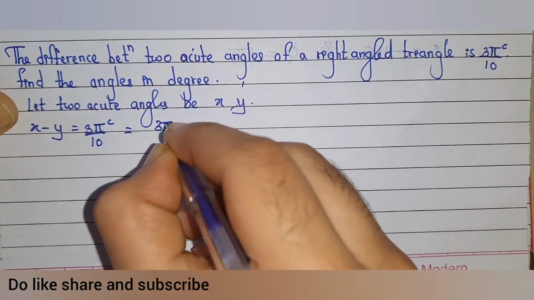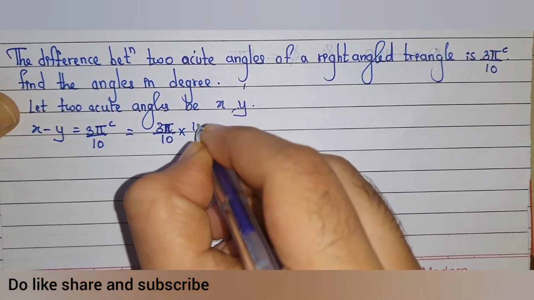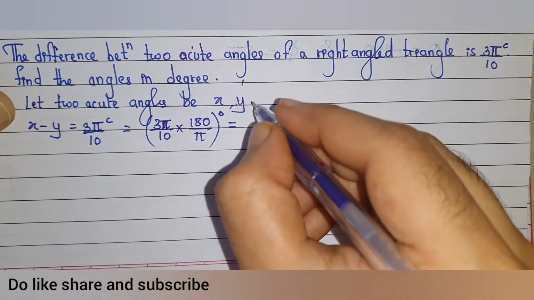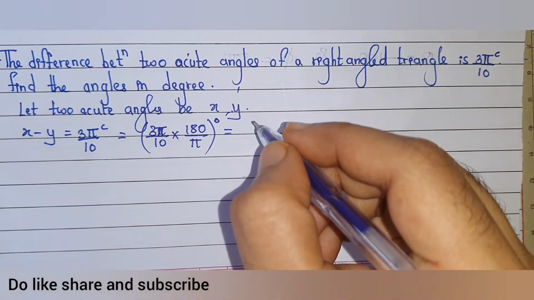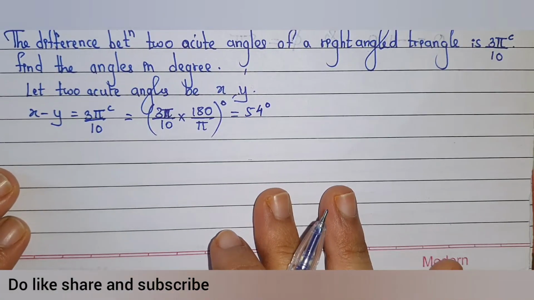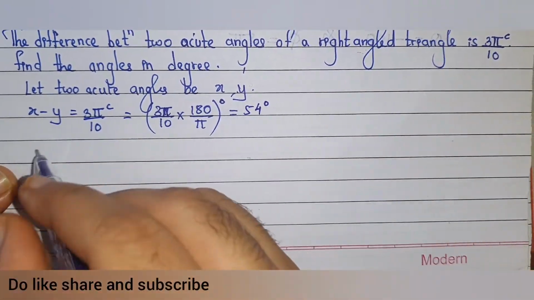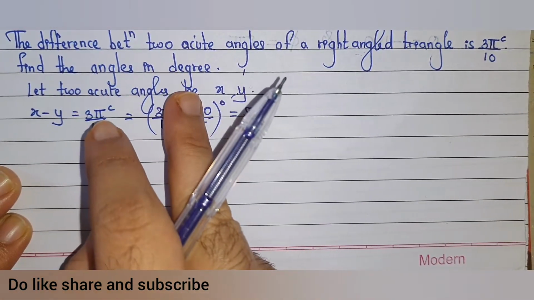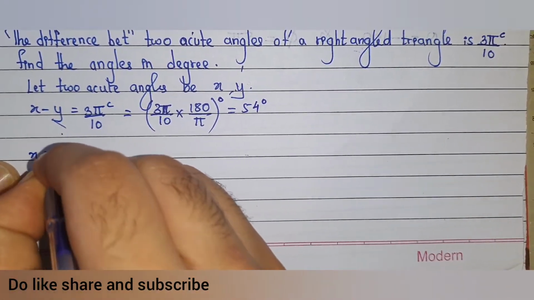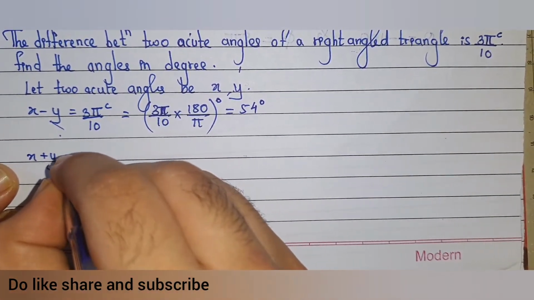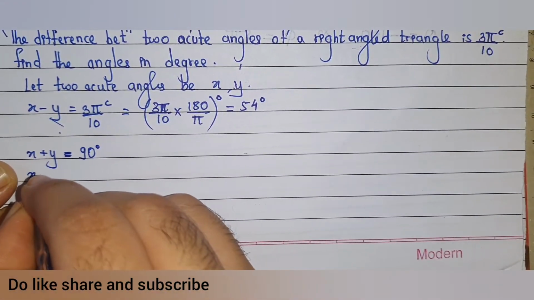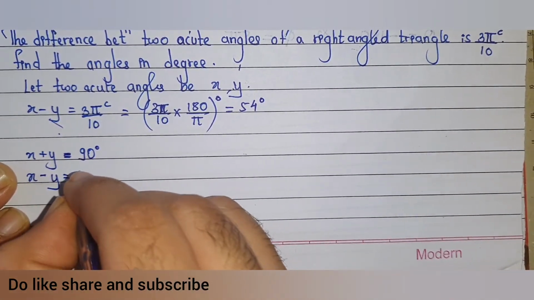3 pi by 10 into 180 by pi degrees. So we will get 54 degrees. And the acute angles of a right angle triangle, so there are two different acute angles in a right angle triangle. From this we can say that x plus y is equal to 90 degrees. So we have two equations, that is x plus y is equal to 90 and x minus y is equal to 54 degrees.